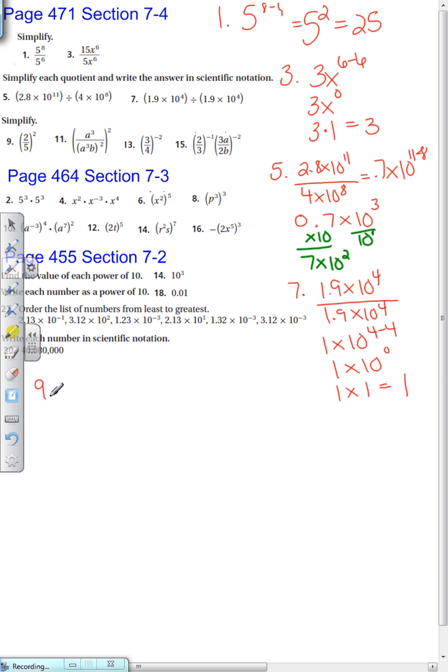And number 9, you've got 2/5 squared. So that means you're really doing 2/5 times 2/5. And 2 times 2 is 4, 5 times 5 is 25.